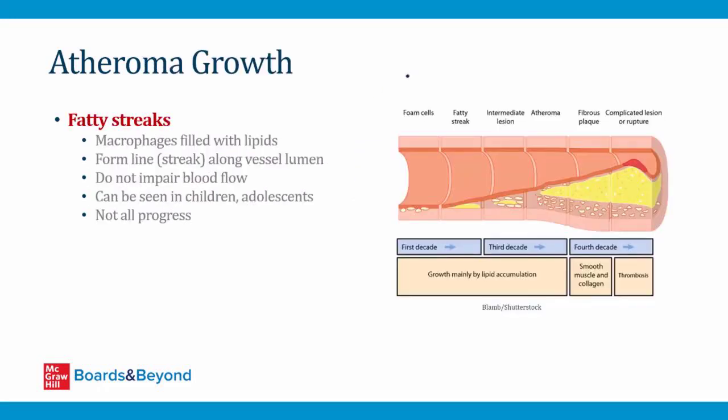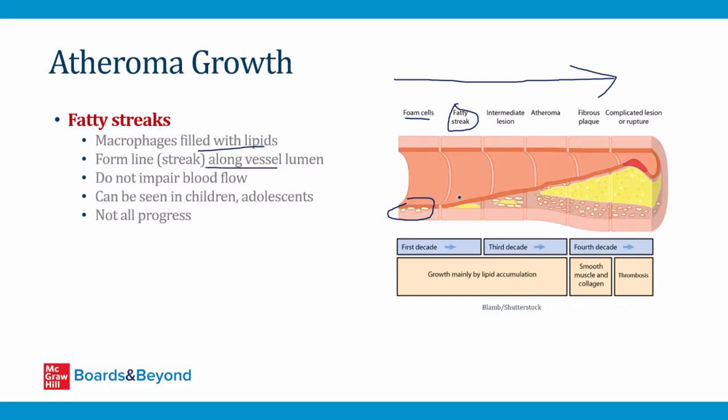So shown on this slide is a cartoon of how atheroma or plaque grows and develops in the wall of an artery. So the process begins with foam cells. That's what's depicted right here. And remember, these are macrophages that have picked up those LDL cholesterol particles and become filled with lipids. The next phase in the growth of an atheroma is the development of what's known as a fatty streak. So the fatty streak contains lots and lots of macrophages filled with lipids, and they form a line or a streak along the vessel lumen.